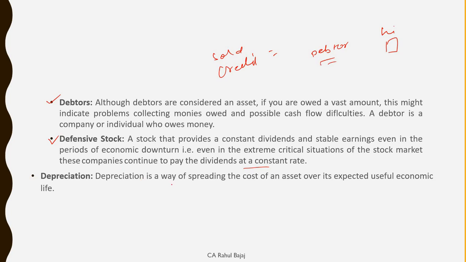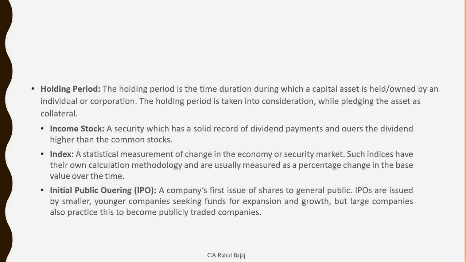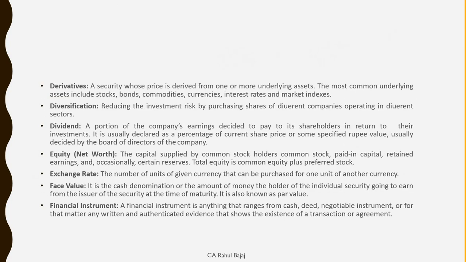Next point is depreciation. We have seen depreciation and amortization. Depreciation and amortization are the same. Depreciation is done on tangible assets and amortization is done on intangible assets. So we'll move to the next point, derivative.